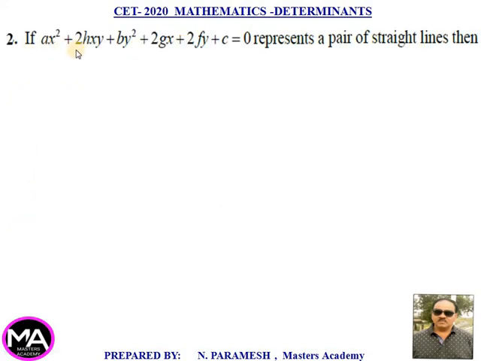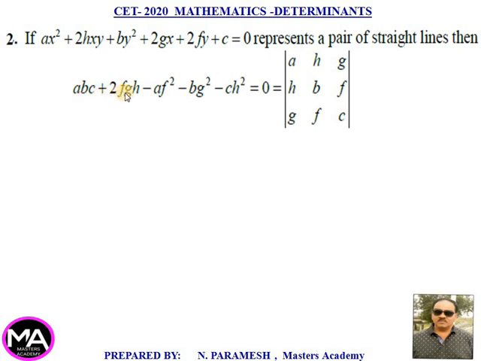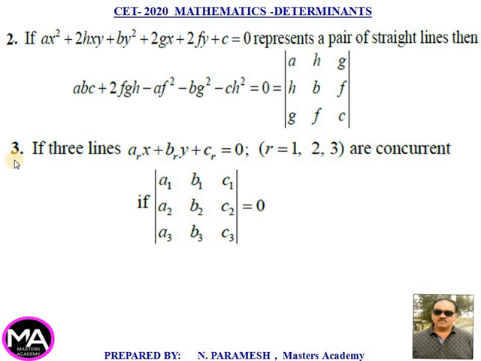Second point, if ax square plus 2hxy plus by square plus 2gx plus 2fy plus c is equal to 0 represents a pair of straight lines, then abc plus 2fgh minus af square minus bg square minus ch square is equal to 0. That is equal to determinant first row a h g, second row h b f, third row g f c, that is equal to 0. Third point, if three lines a_r x plus b_r y plus c_r is equal to 0, where r is equal to 1, 2, 3, are concurrent, then determinant first row a1 b1 c1, second row a2 b2 c2, third row a3 b3 c3 is equal to 0.